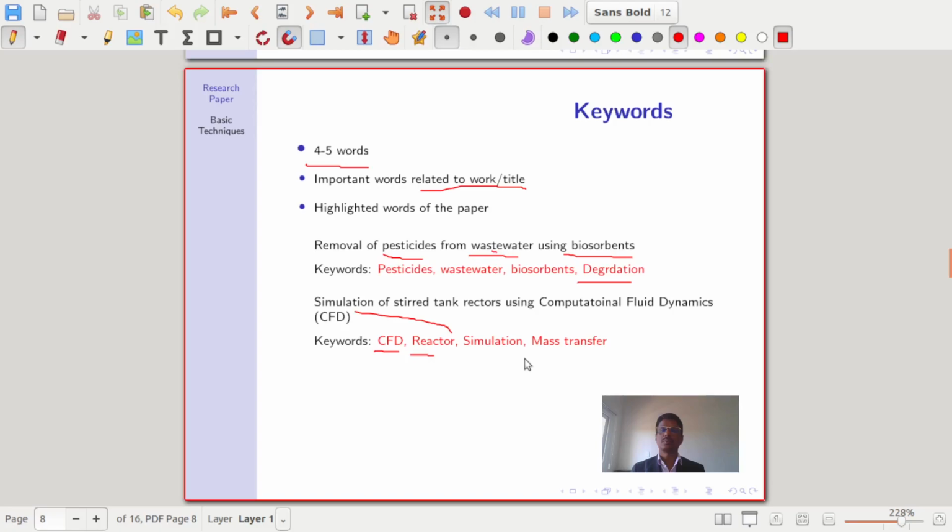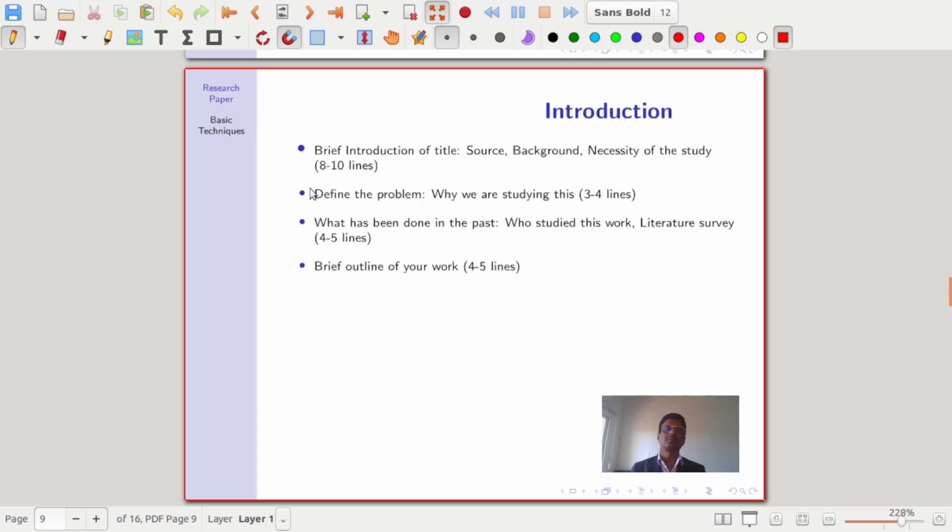While writing the introduction, there are 3-4 sections, and you have to be very careful writing these sections. In the first 8-10 lines, you should write the source, background, and the necessity of the study. In the second section, in 3-4 lines, you have to define the problem, that is, why you are doing this original work, the problem statement.